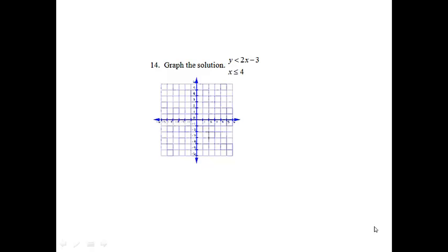Question 14, graph the solution. Y is less than 2x minus 3 and x is less than or equal to 4. In my class, this was a 3-color problem because we're going to be doing lots of shading. I'm going to use red for my first one.